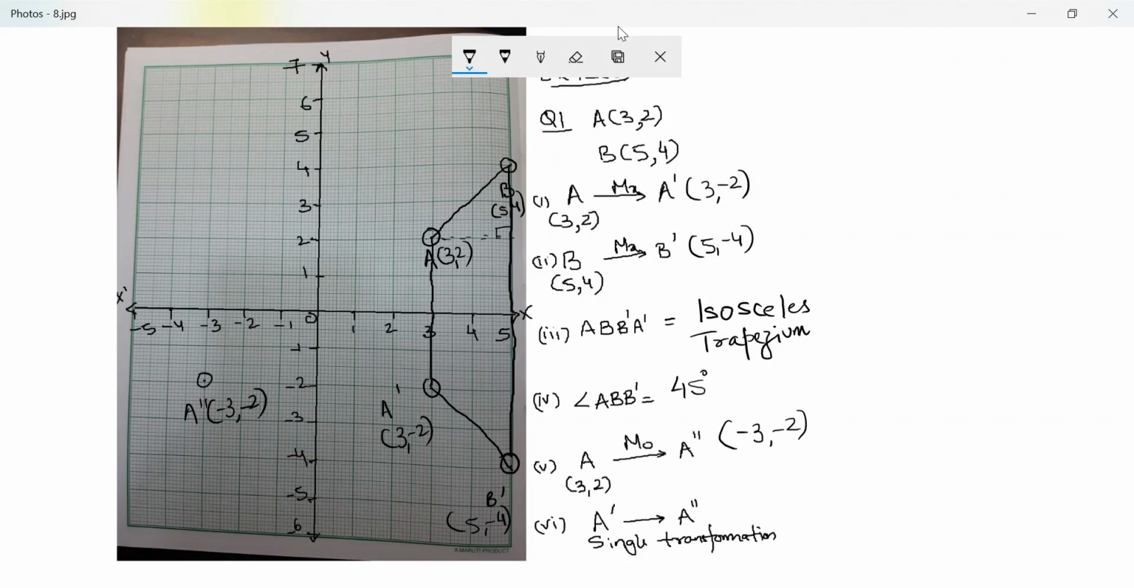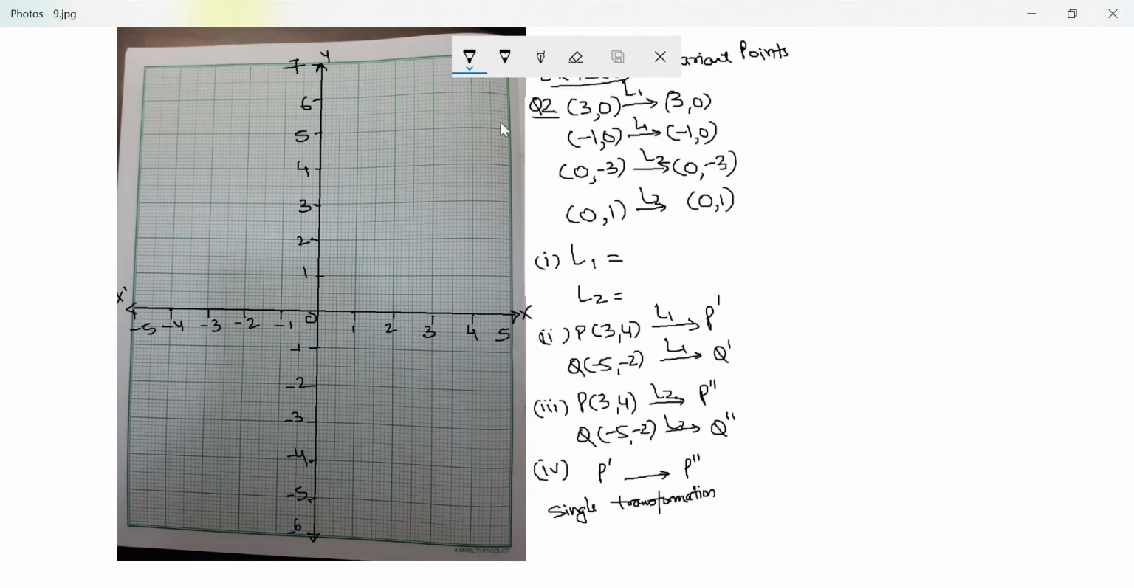Next, part 4, a single transformation that maps A' to A''. How do I move from A' to A'', which is (3, -2) to (-3, -2)? I am reflecting it on the y-axis. So the single transformation is reflection on the y-axis. Perfect.